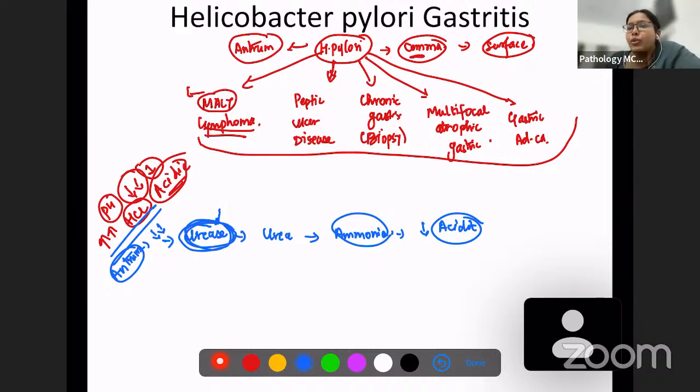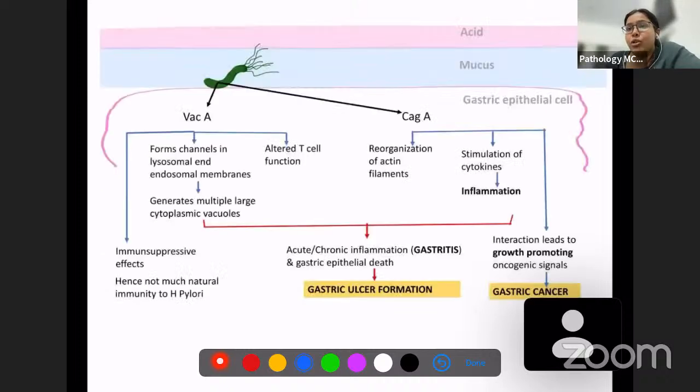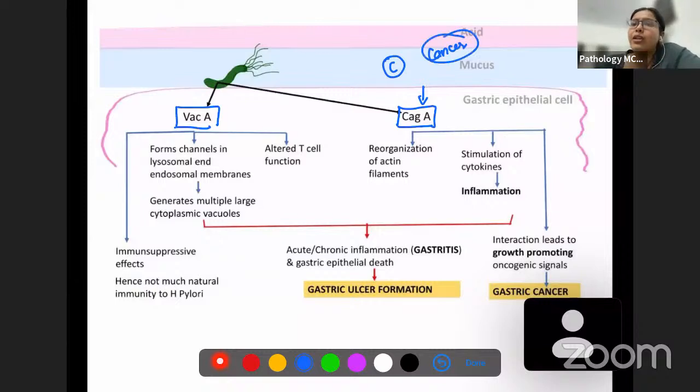Now we are going to go ahead and discuss the pathogenesis of H. pylori and how it causes infection. It has two virulence factors which you have to remember. There is a VacA protein and there is a CagA protein. Remember, CagA protein is important because CagA causes cancer. So CagA is the protein which is responsible for causing cancer.